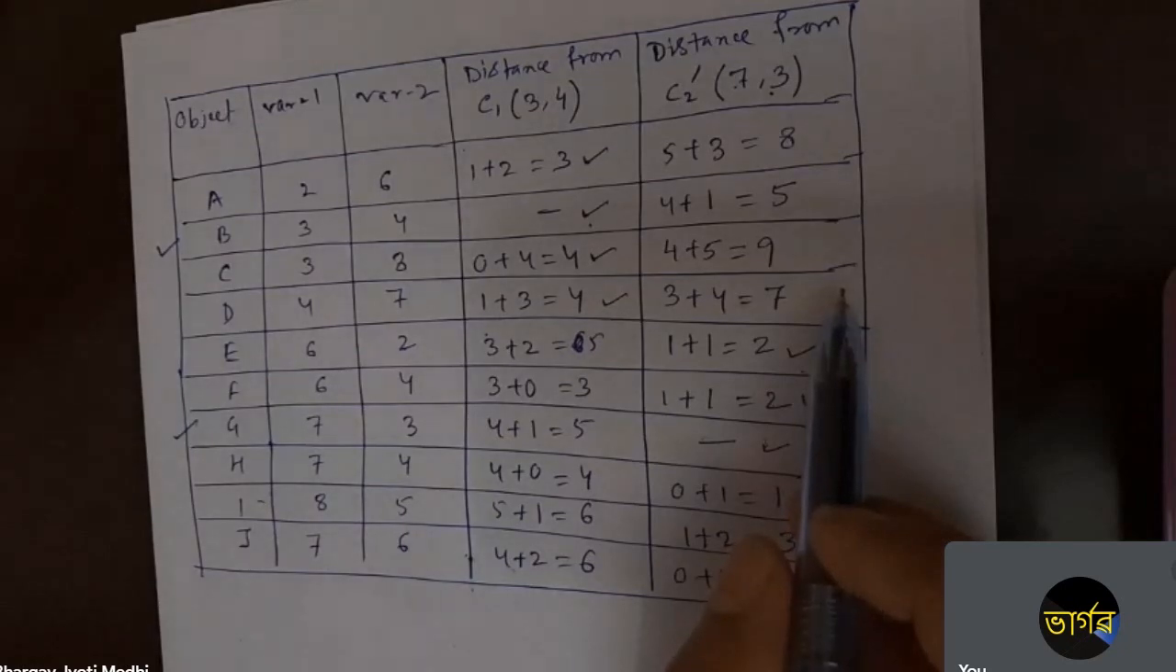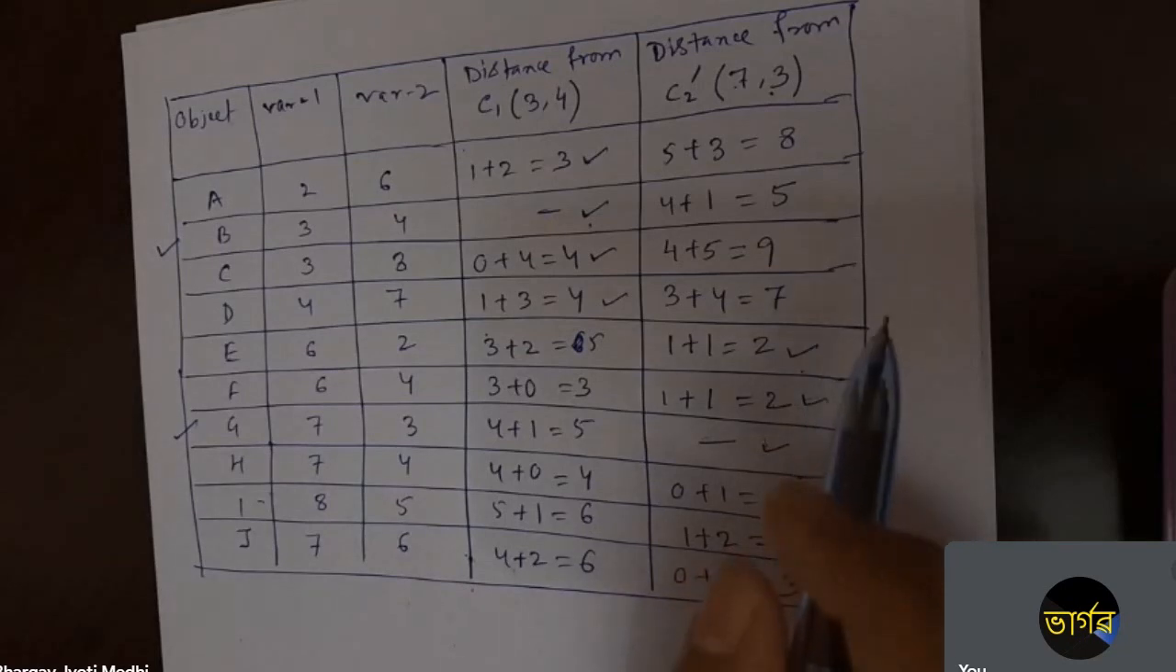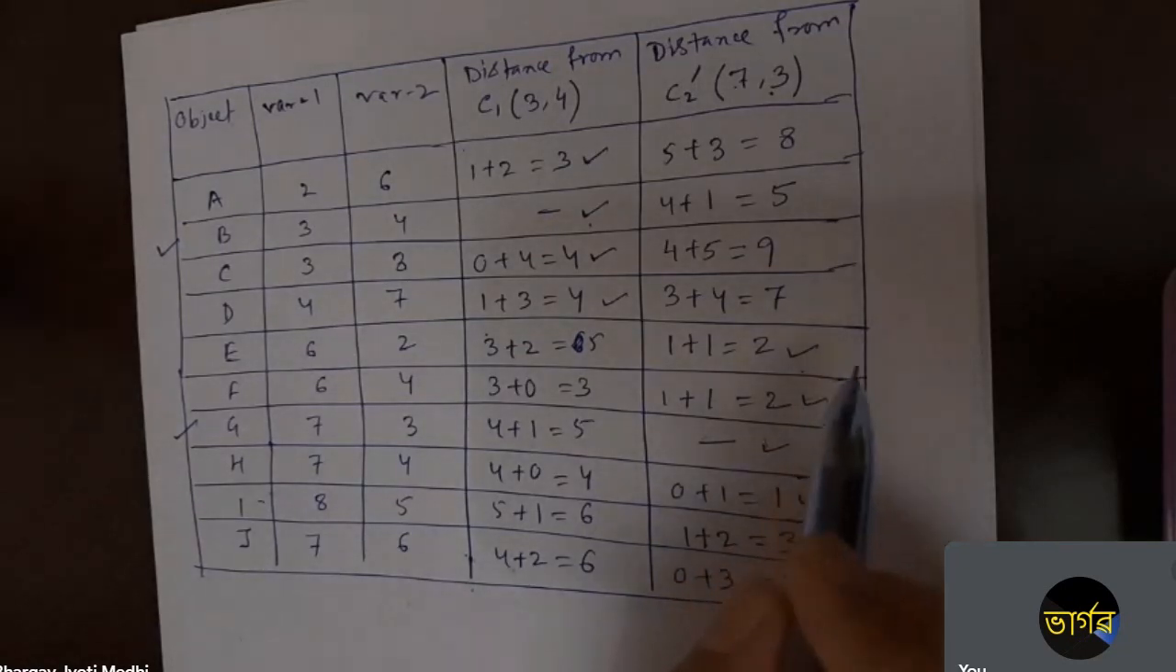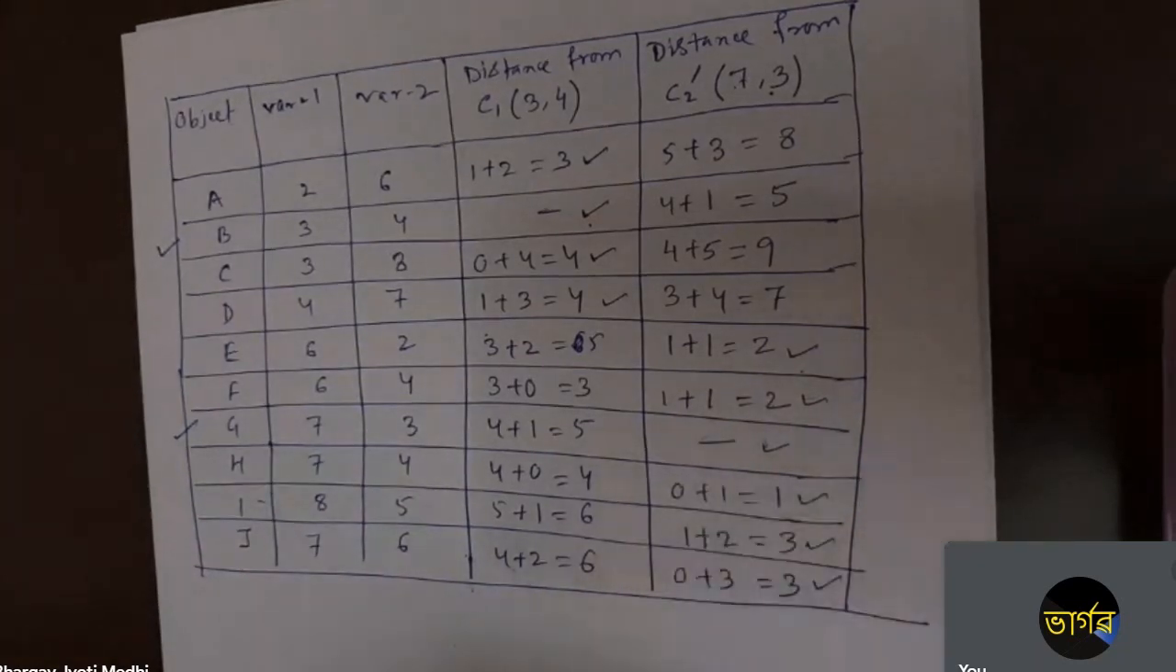But before stopping, see what you have to do: when you make the table, you have to find the total cost. So now we have to find the total cost once more. So in this case you see what happens, there is no change in the cluster.